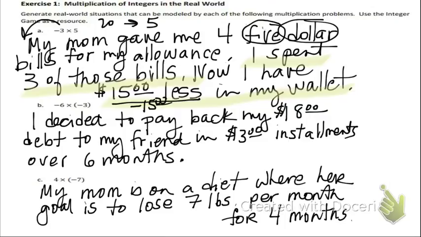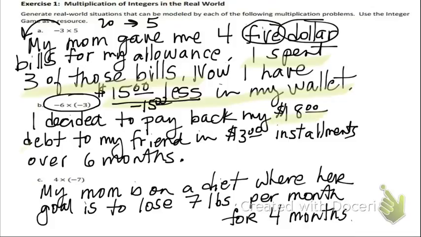Okay. -3 times -6 times -3. This one was a little bit harder for me. I thought, I mean, you could do the integer game. Anybody do that? Okay, integer game. I got rid of 6 -3 cards, and now I have 18 points more. But I'm not sure how real life the integer game is. I'm not sure if we're going to be playing that outside of our classroom. But anyway, I decided to pay back my $18 debt.